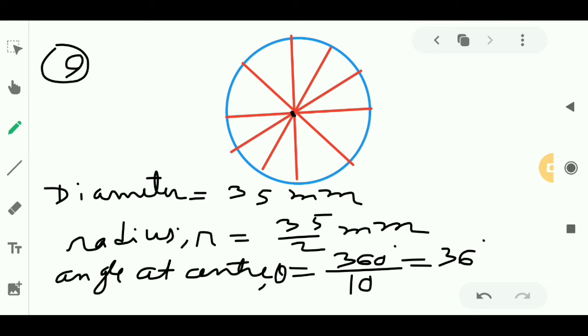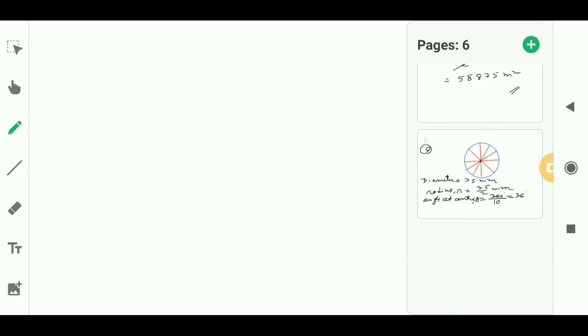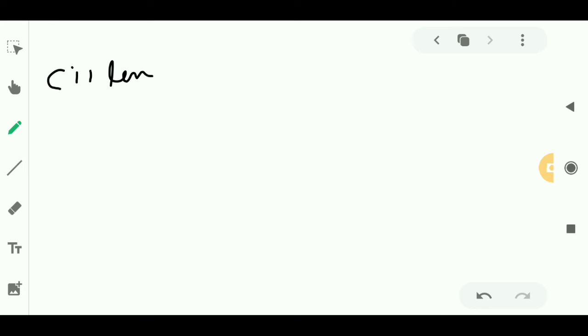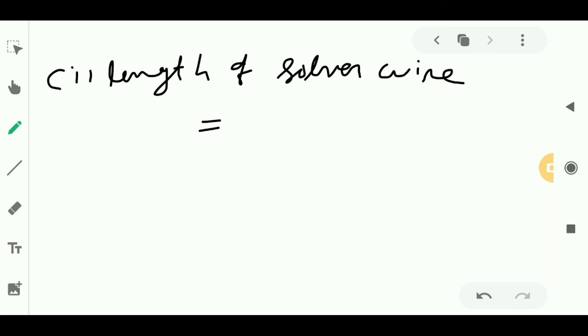Now number 1, we need to find the total length of the silver wire required, and number 2, we need to find the area of each sector of the brush. To find the total length of the silver wire, first we will find the length of wire for the circle, that is circumference, it is a circle, so 2 pi r, and then the 5 diameters. So number 1, length of silver wire will be 2 pi r plus 5 diameter. 2 pi r means circumference.